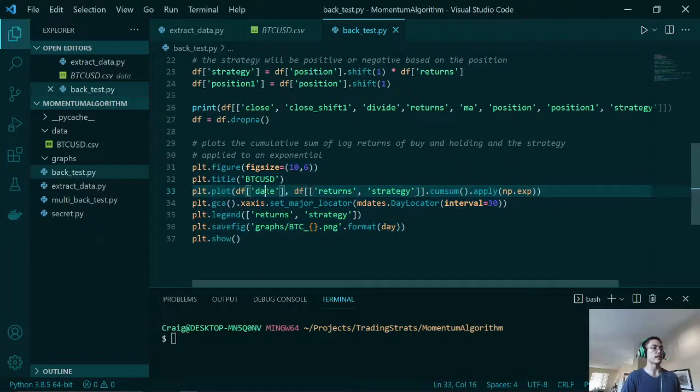This is the main part of our plotting. We will be using the cumulative sum of the buy and hold returns and our momentum-based strategy, and we'll be comparing them both. The reason why we are taking the cumulative sum is because we want to smooth out the spikes in our Bitcoin data, especially since it tends to be very volatile. So that being said, let's run our backtest.